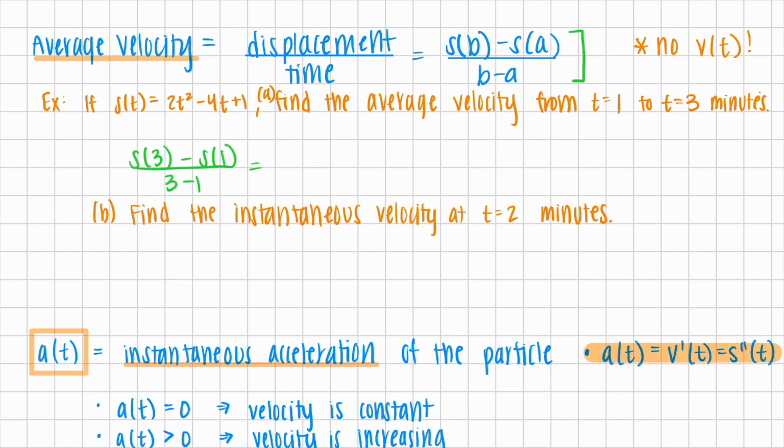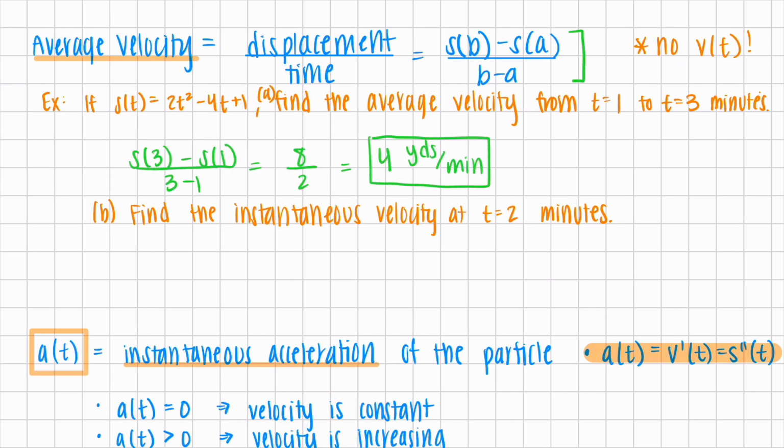And then this is the same expression, the s of 3 minus s of 1. We found that that was our displacement from the previous page. We got 8 yards. 3 minus 1 is 2. 8 divided by 2 is 4. And this is a rate, so this is 4 yards per minute. So my average velocity, on average, my particle was moving 4 yards per minute from t equals 1 to t equals 3 minutes.